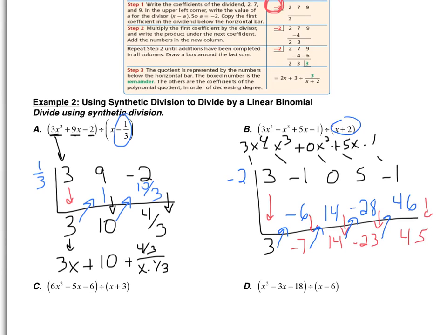Then we can plug in our x's. So we started off here with x to the fourth. So this becomes 3x cubed minus 7x squared plus 14x minus 23 plus, because it's positive 45, 45 over what we divided by, which was x plus 2.